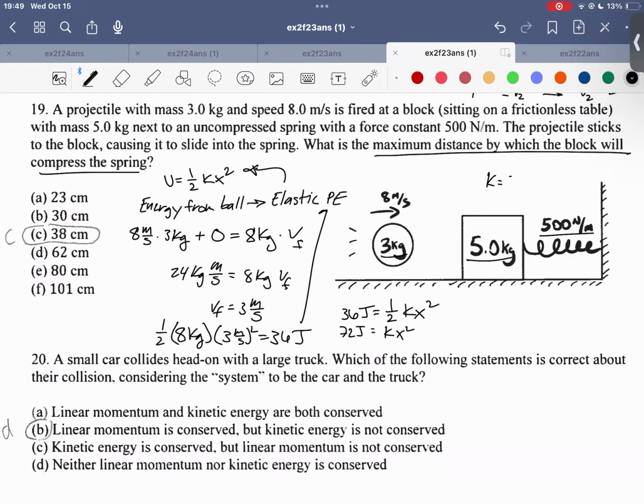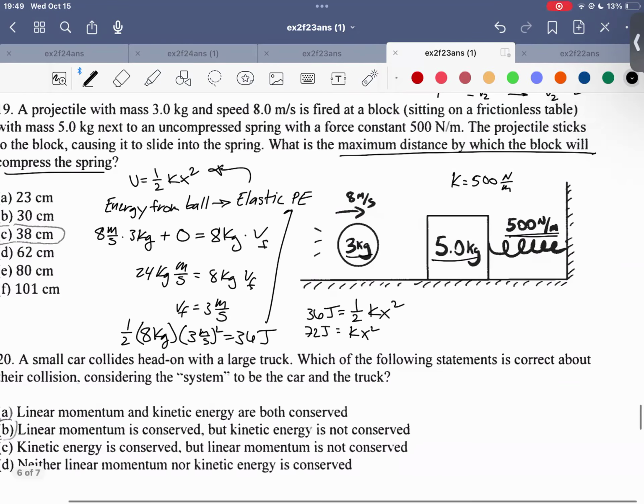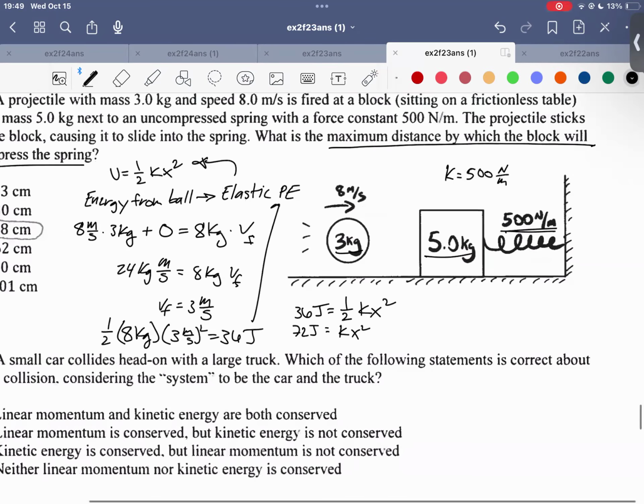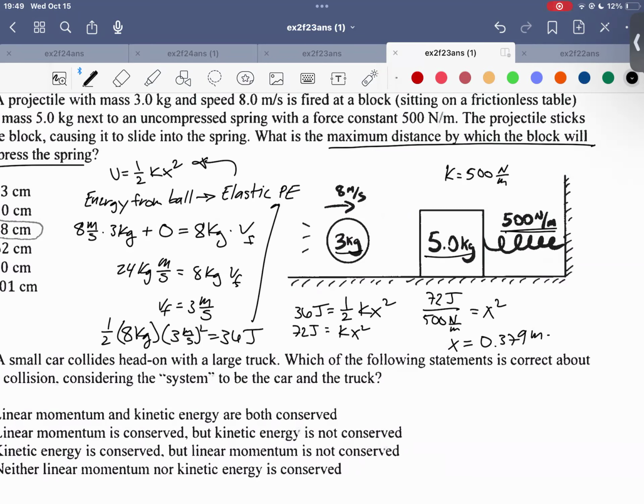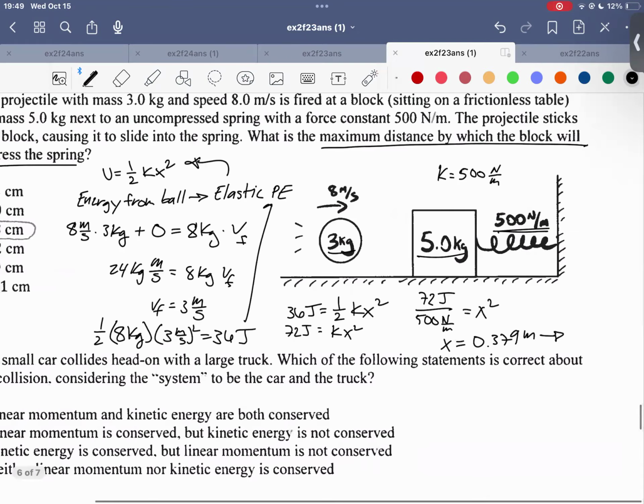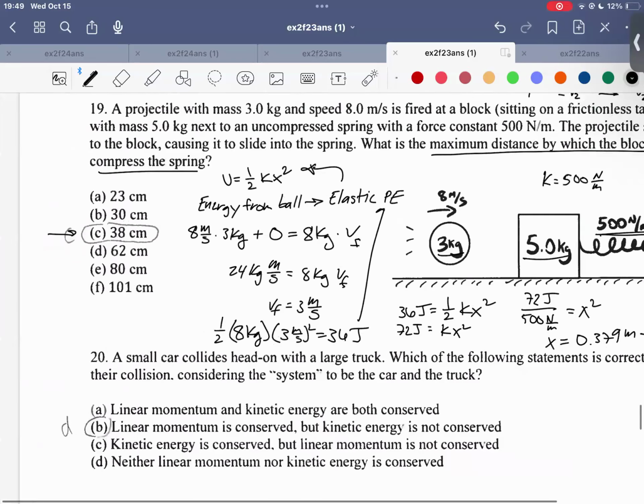K is equal to 500 newtons per meter, right? And that's provided here. And so then when you take the square root, so let me just write this out, 72 over 500 newtons per meter is equal to x squared. And so x, when you solve for it, is equal to 0.379 meters, which we know then is 38 centimeters, giving us this answer right here.